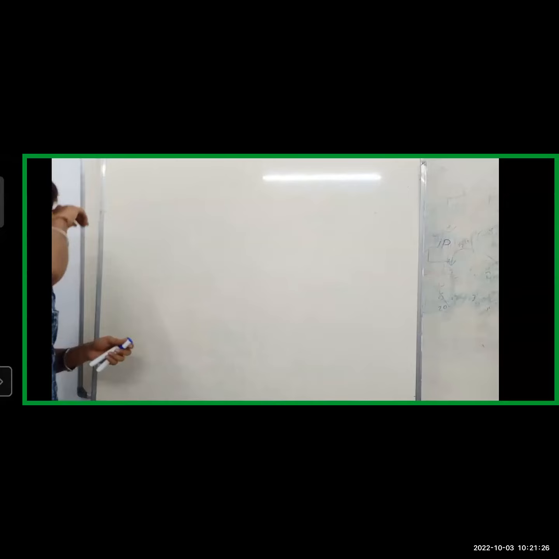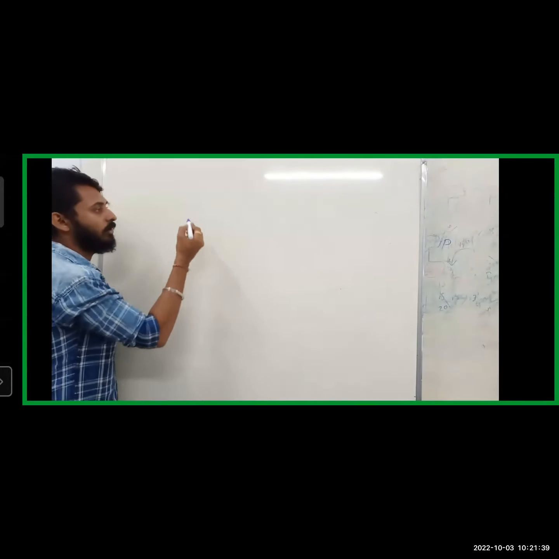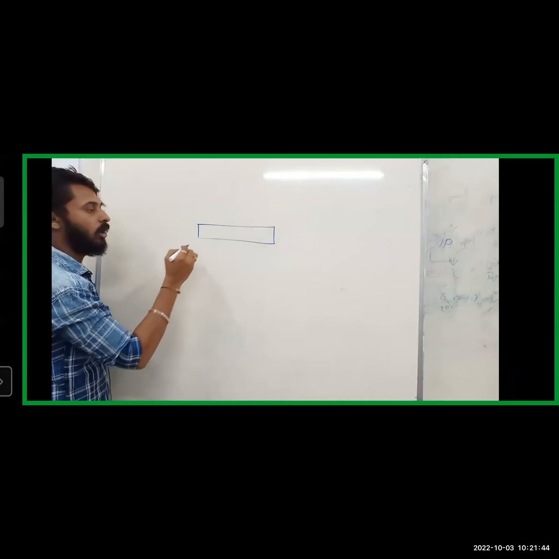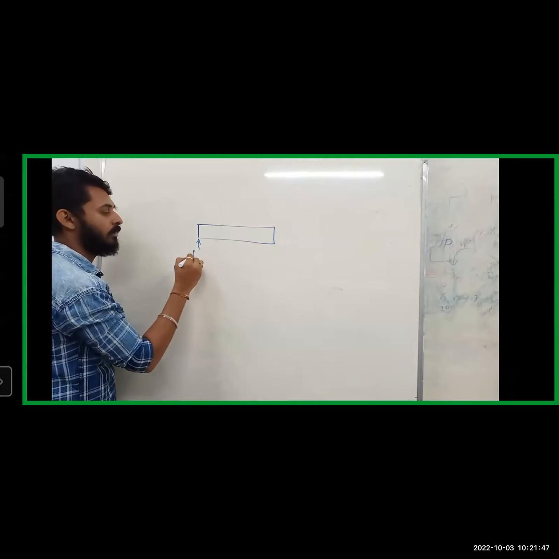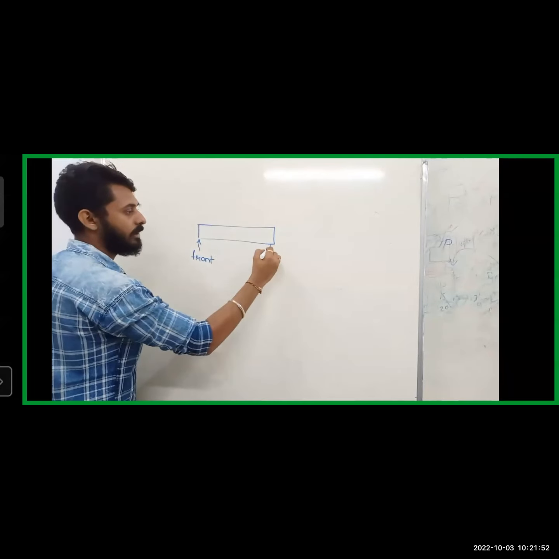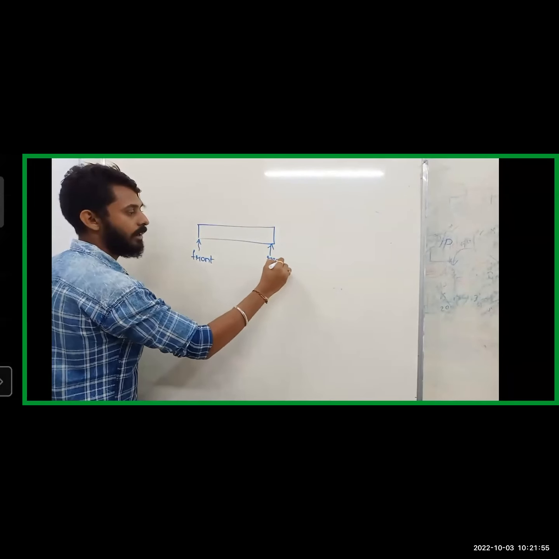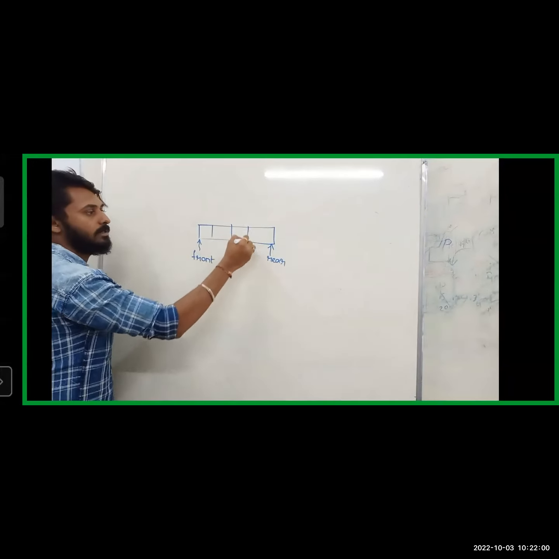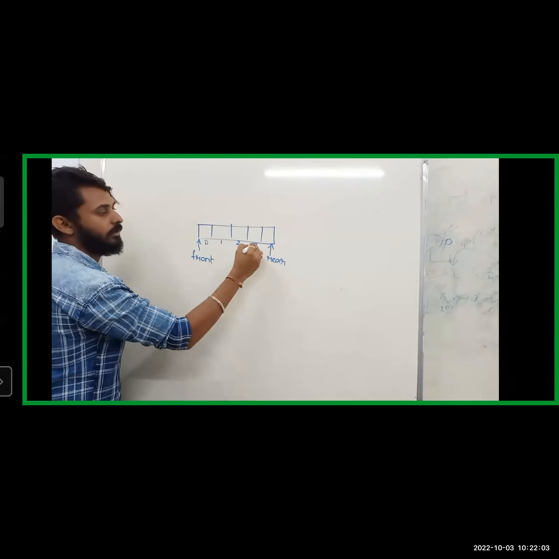Just keep observing here. Now assume that I want to implement a queue. Of course, we have already implemented the concept of queue using arrays. Just for reminding you, I'm writing it. If this is your queue, you always delete from the front end, and if you want to insert, you insert from the rear end. This was the concept that we implemented using arrays: 0, 1, 2, 3, 4, like this.